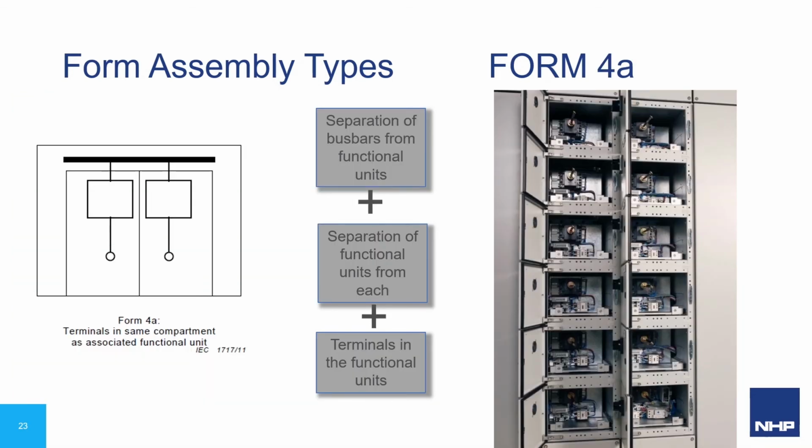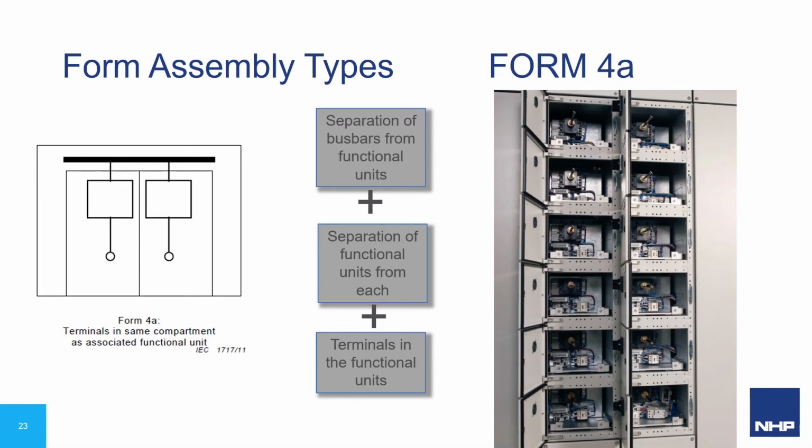The main difference between Form 3B and Form 4 constructions is the requirement to separate the terminals for external conductors for each circuit from one another. This would obviously enhance the safety. We would need to consider the impact on the installation time and the size of our construction.